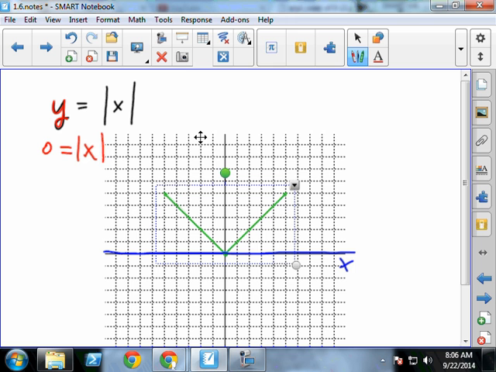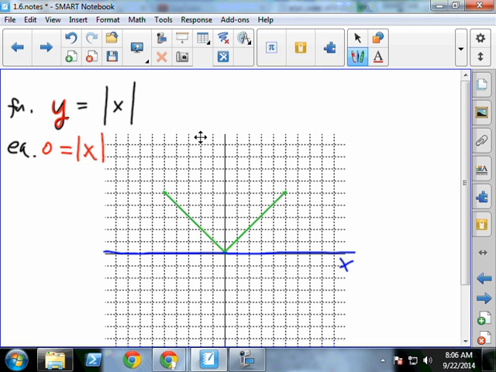So here's a function. Here's its related equation. So if we look at that equation and we had to solve it, all we'd have to do is look at the function and see, okay, so where does that function go through the x-axis. And that's the solution of it. So let me show you another one.